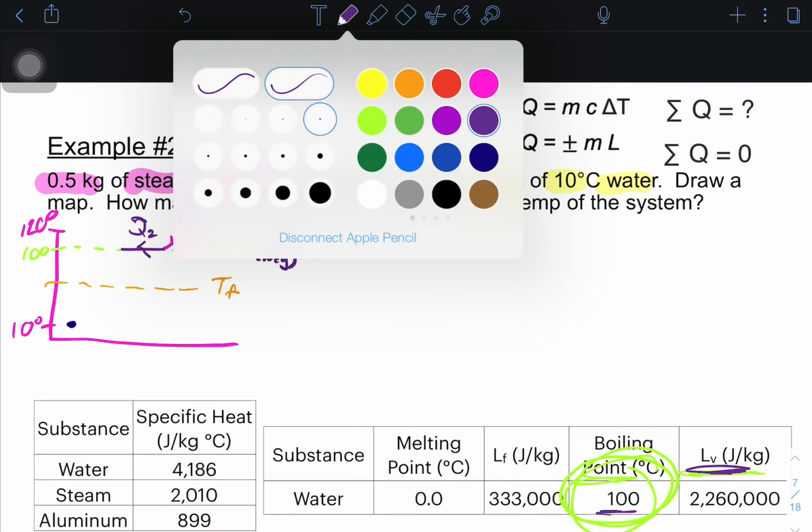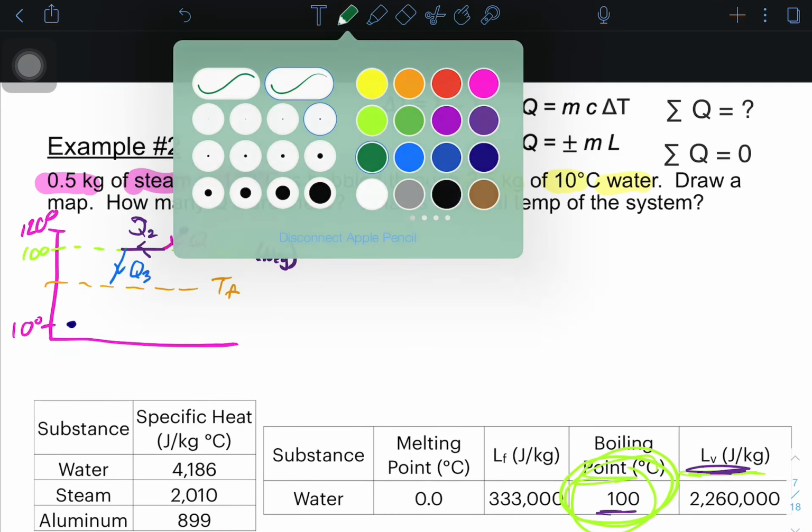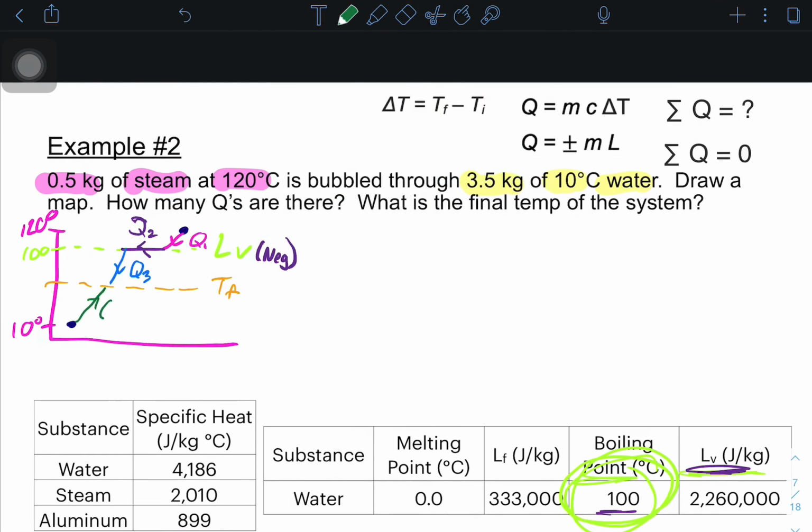Then we can say that steam that's now liquid water is going to cool down to Q3, with the last step being that water that starts at 10 is going to heat up to Q4. So this is a sum of all my Q's equal to 0, and we can say Q1 plus Q2 plus Q3 plus Q4 is equal to 0.